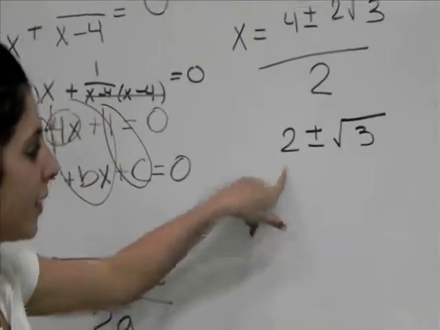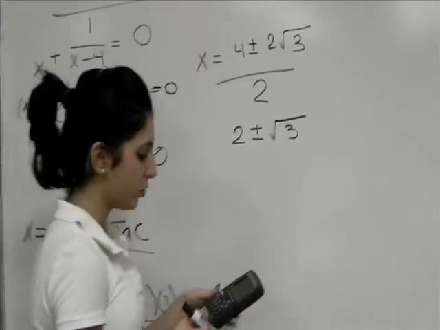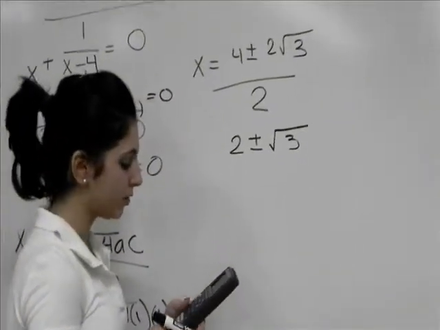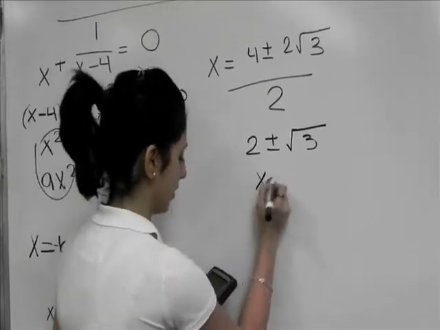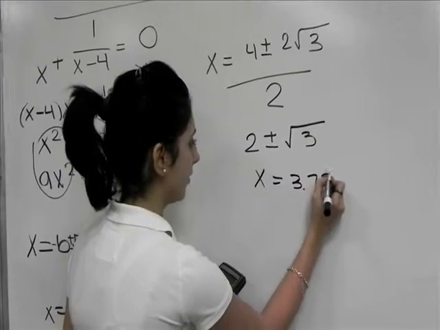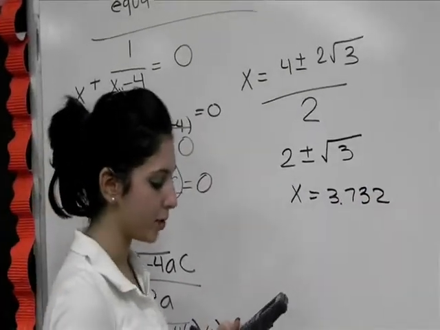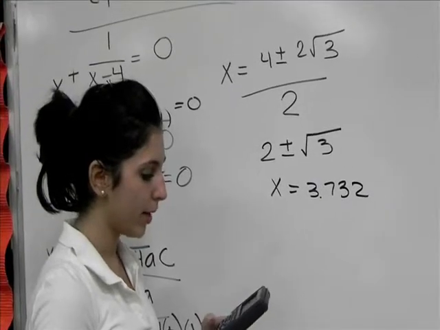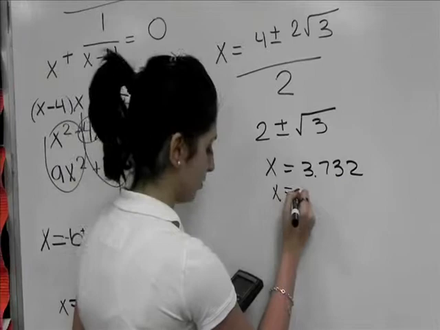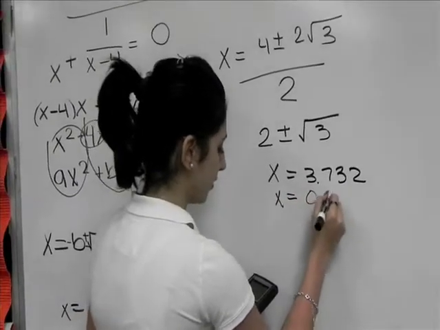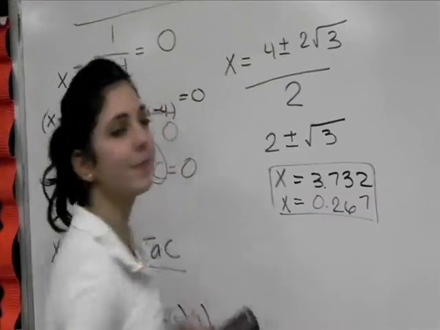You can leave your answer like that, or what you can do is just solve it. First you do 2 plus the square root of 3, which will give you x equals 3.732. And then you do the same but subtraction. 2 minus the square root of 3 will give you x equals 0.267. And that's your answer.